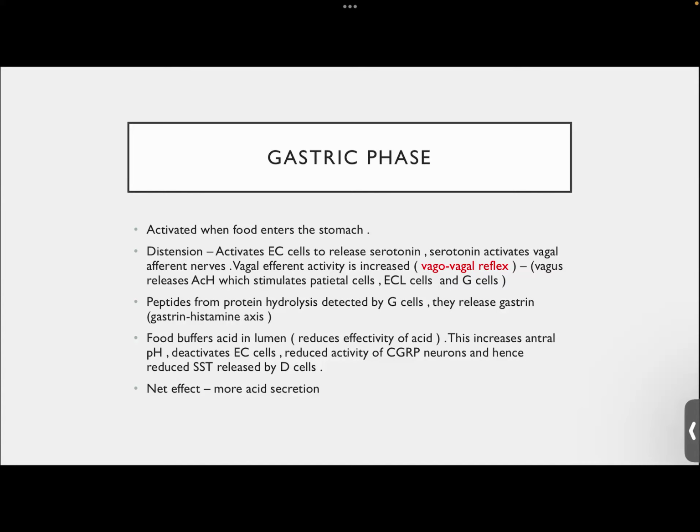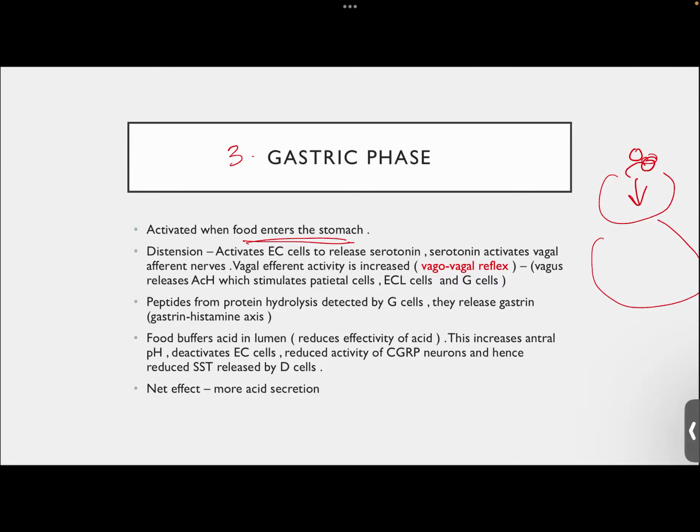Gastric phase. This is the third phase. The first one was the basal one, the second one was the cephalic. Now we have the gastric phase, and this is activated when food enters the stomach. The cephalic phase is when the food enters your mouth or you see the food. This is when food enters the stomach. Let's say this is the stomach and this is some food. When the food enters, obviously the stomach is going to distend. It's going to become bigger.